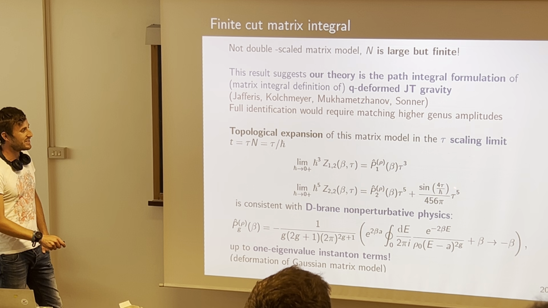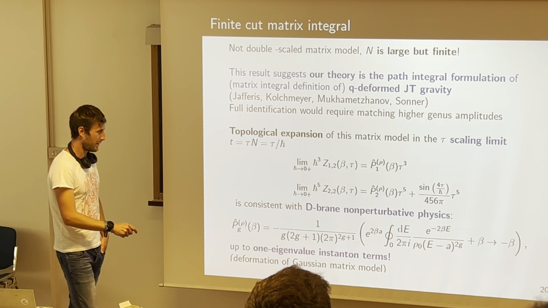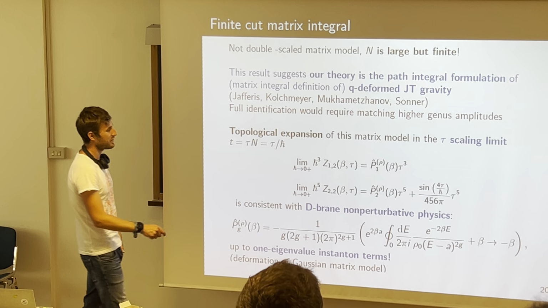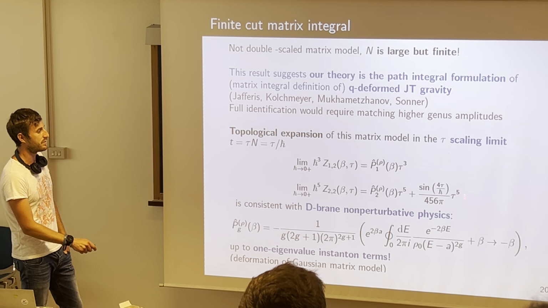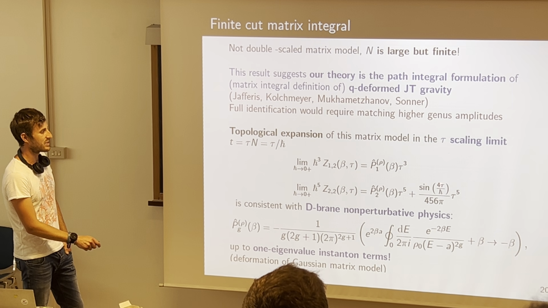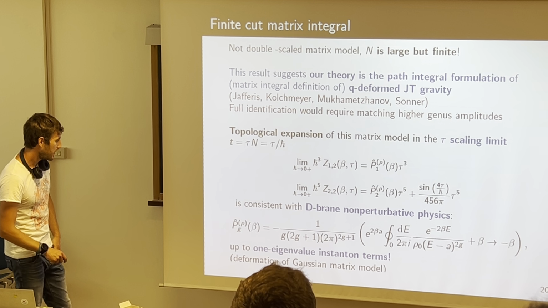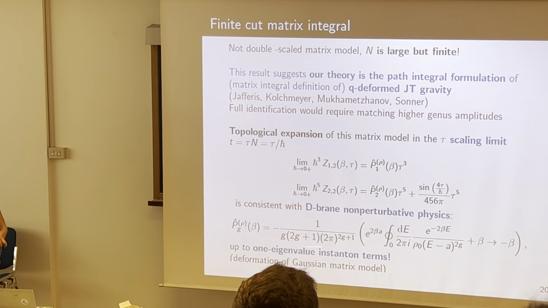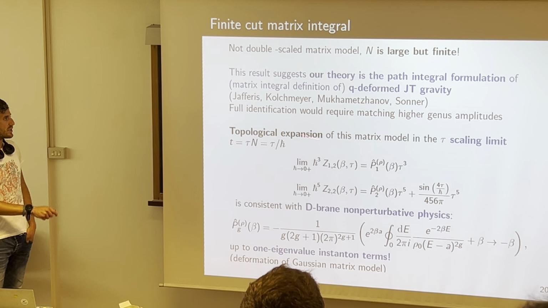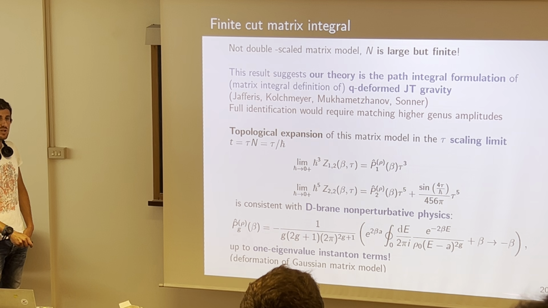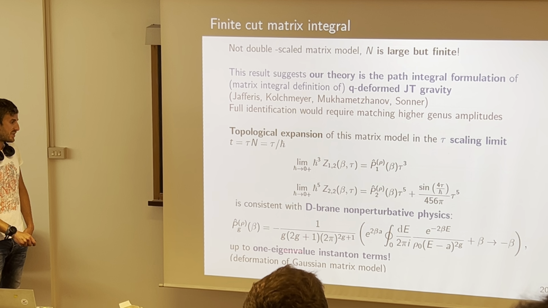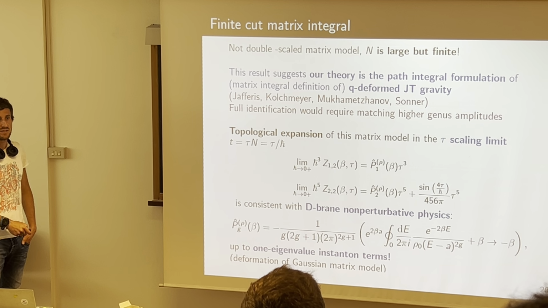You may ask, what is this? Besides these perturbative terms, we find also these non-perturbative terms that scale as 1 over n. But we also managed to explain these terms because they are associated to one eigenvalue instanton terms in the matrix model. And indeed, as Klaas explained, this matrix model can be seen as a deformation of the Gaussian matrix model, where this one eigenvalue instantons are present as well.